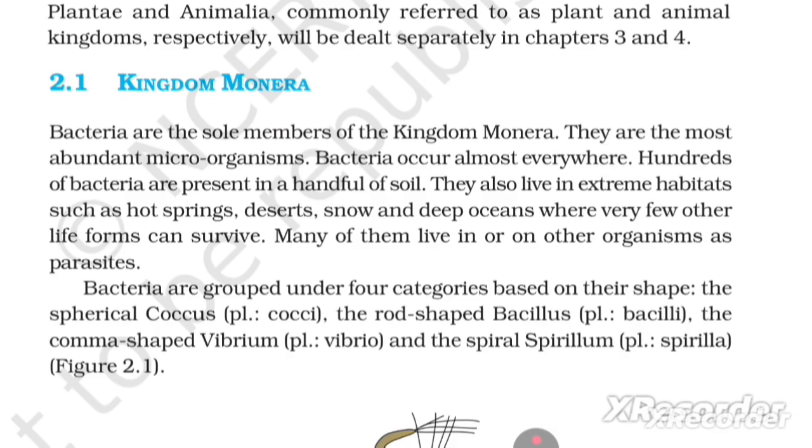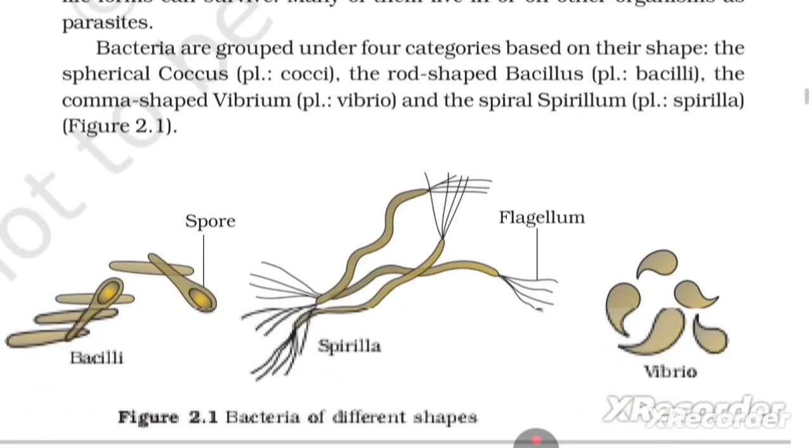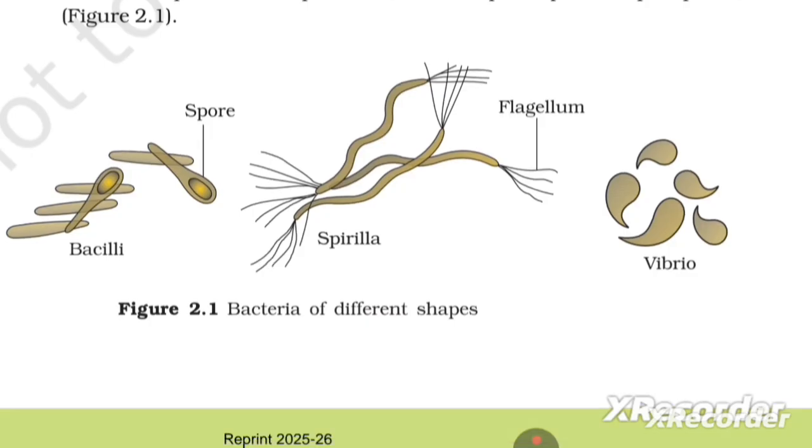Bacteria are grouped under four categories based on their shape: the spherical coccus, plural cocci; the rod-shaped bacillus, plural bacilli; the comma-shaped vibrio, plural vibrios; and the spiral spirillum, plural spirilla. Figure 2.1. Bacteria of different shapes.